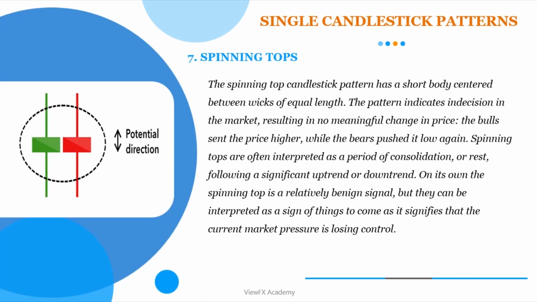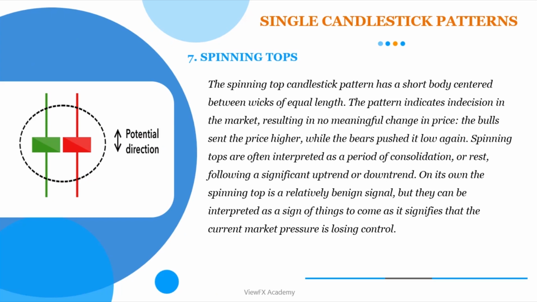Spinning tops. The spinning top candlestick pattern has a short body centered between wicks of equal length. The pattern indicates indecision in the market, resulting in no meaningful change in price. The bulls sent the price higher, while the bears pushed it low again. Spinning tops are often interpreted as a period of consolidation, or rest, following a significant uptrend or downtrend.